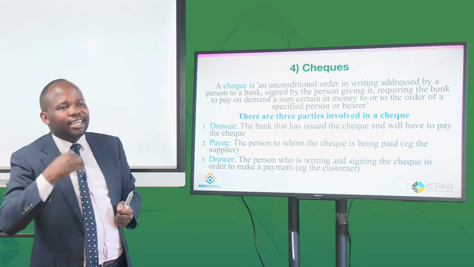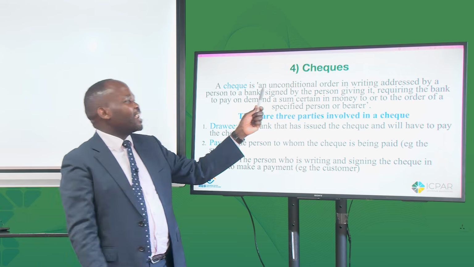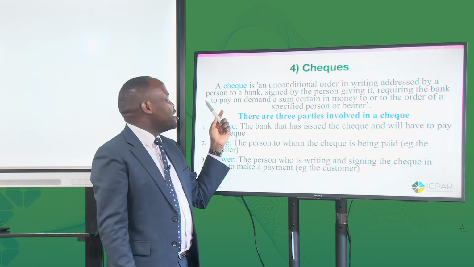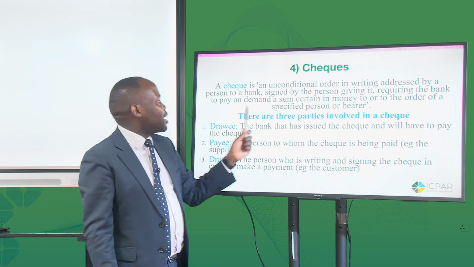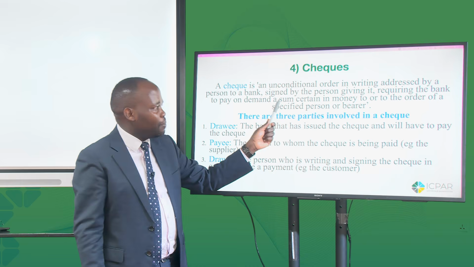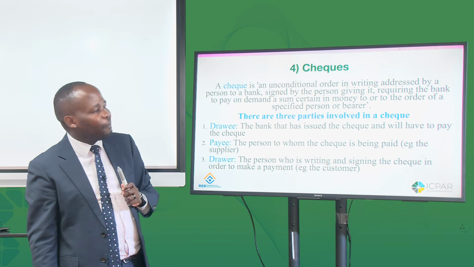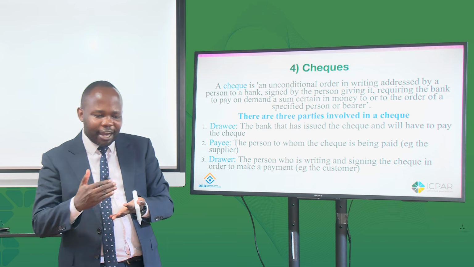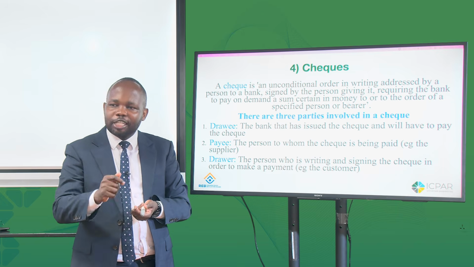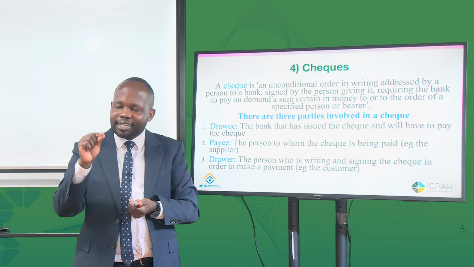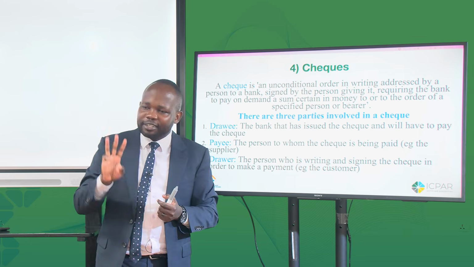So it may be me taking it to the bank or the supplier collecting it from me and going to the bank. So it's an unconditional order in writing addressed by a person to the bank, signed by the person giving it, requiring the bank to pay on demand a certain sum of money to the order of a specified person or bearer. So it's a document that you write. It's an unconditional order to the bank, directing the bank to pay a certain amount at a certain time to a certain client. There are 3 parties involved in a check.